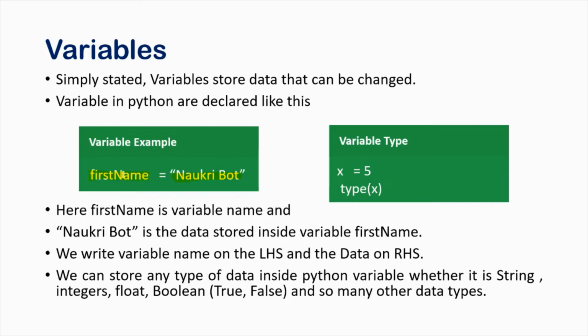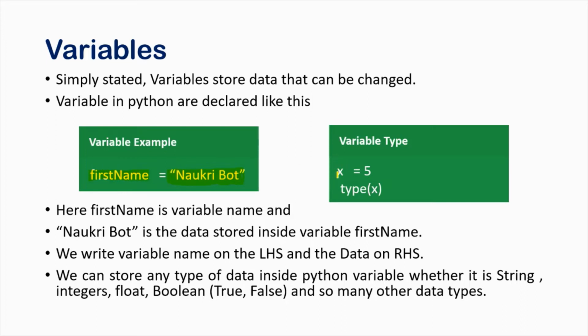We have not mentioned any type of data. We just stored NokriBot. So we know that the type of data is string. Python automatically detects the type of data. We don't have to specify any type for the variable. Here we have written first name is equal to NokriBot, which is a string. A string is a sequence of characters. So we are storing a sequence of characters inside this first name.